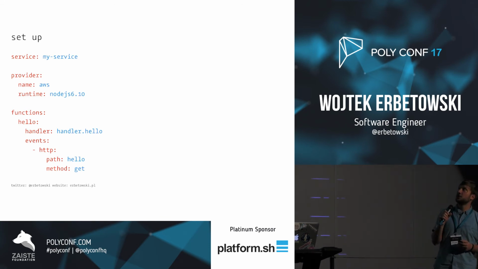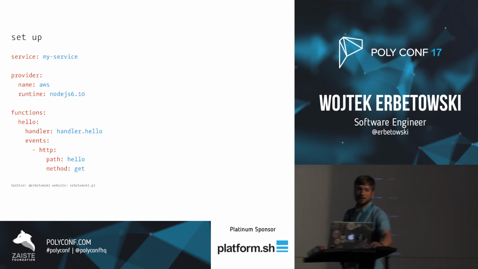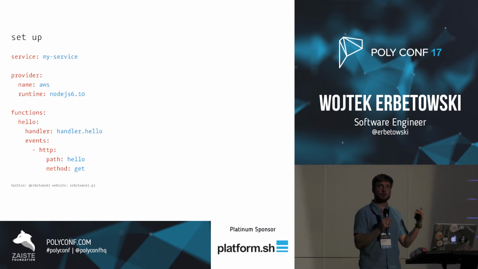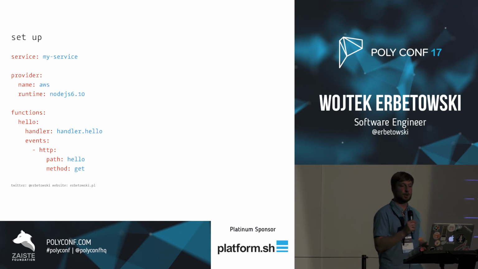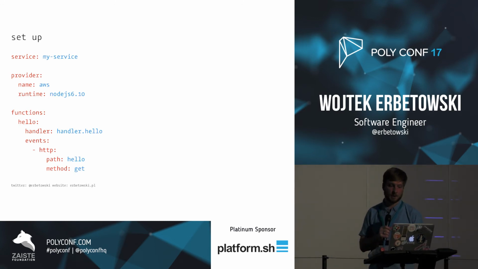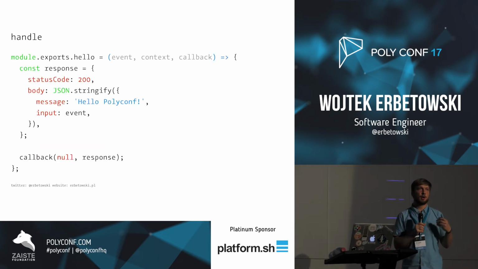Okay, so you have to specify your runtime, which will execute your code, and then you're declaring functions, which is the most important part here. And you can bind it to some events. This example shows you HTTP method GET. Cool, and this is actually the body of the method.